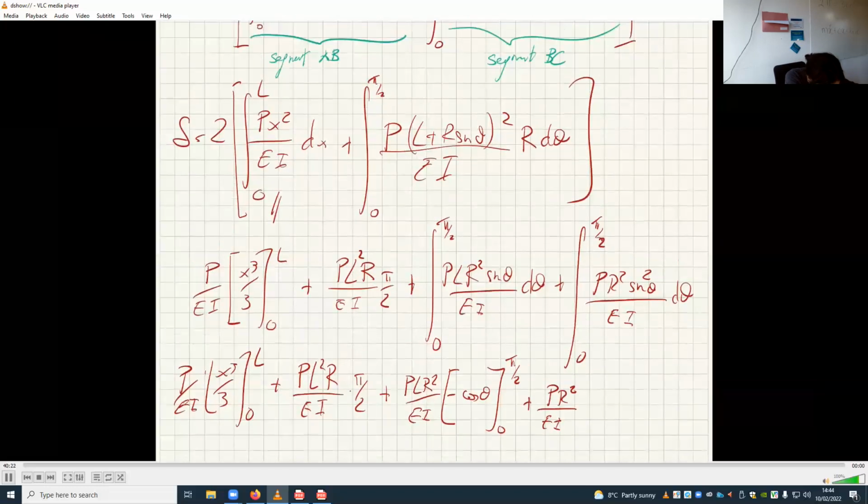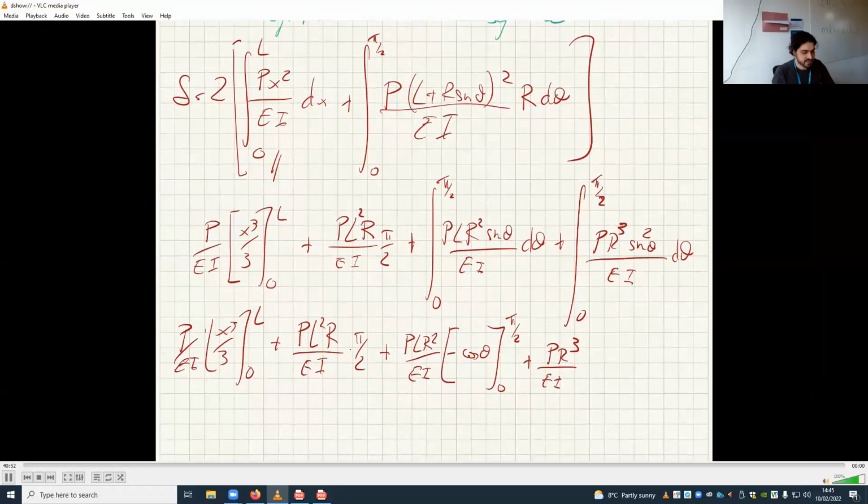Am I missing something? No, it's r cubed. That's not r squared, it's r cubed, not r squared. Can you see why? Because this thing is L squared plus r squared sine theta squared plus RL sine theta. Okay, and then everything gets another R added to it.